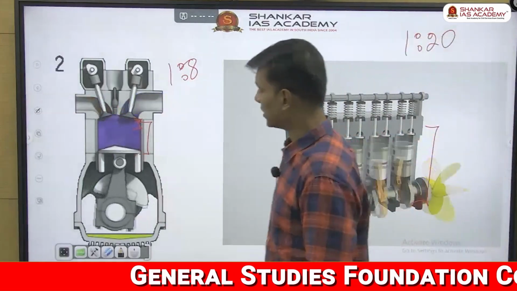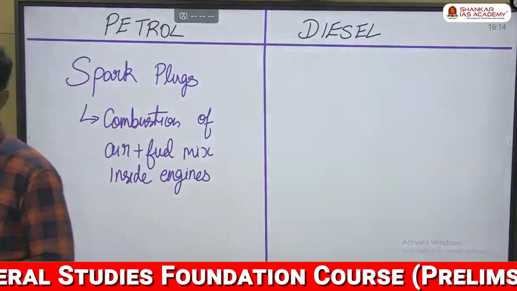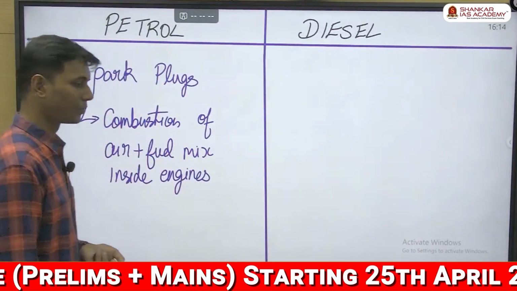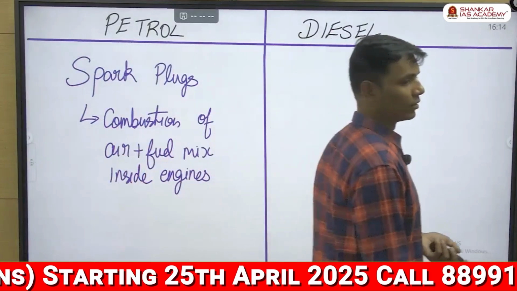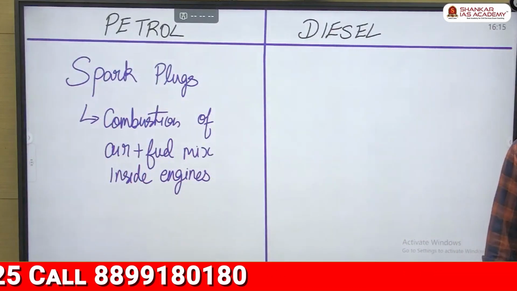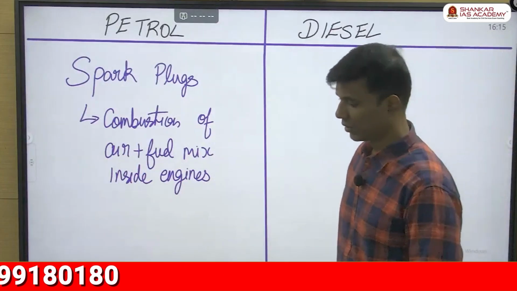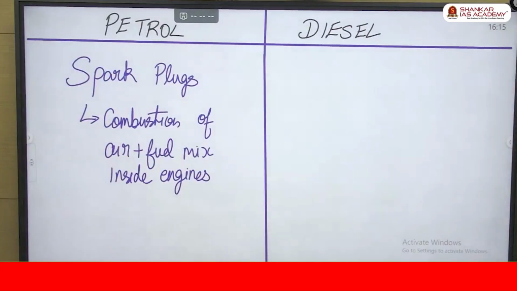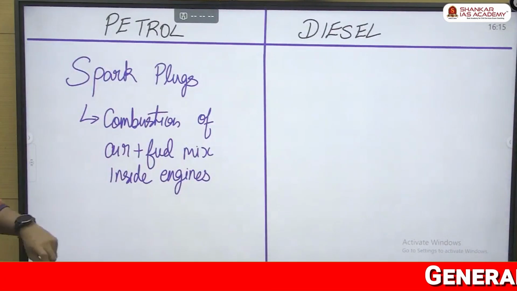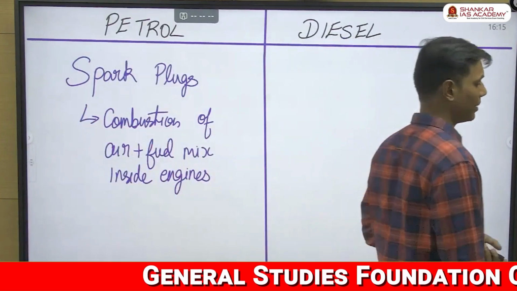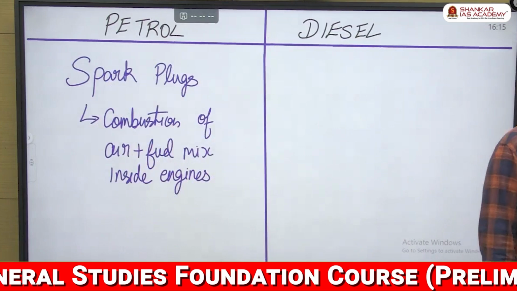Then you can write: petrol engines are eco-friendly. In comparison, petrol engines have lesser emission of toxic gases. Diesel engines emit more toxic gases.